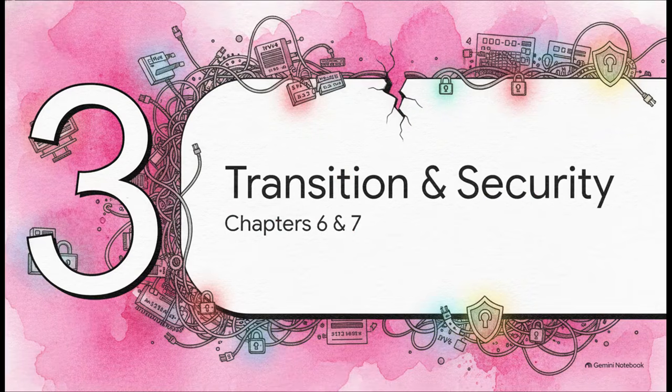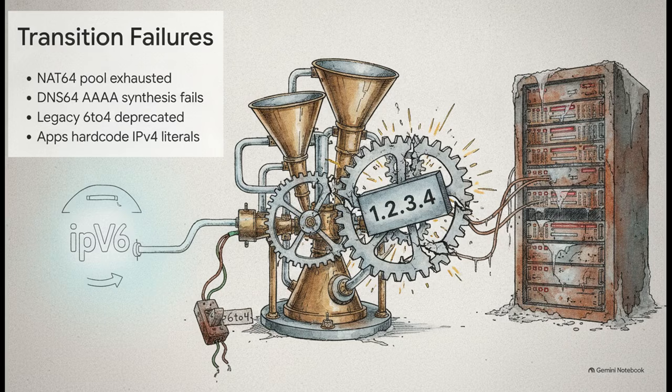All right, on to chapters 6 and 7, Transitions and Security. Let's face it, the real-world transition to IPv6 is almost never a clean, easy cut. We've got to tackle this messy reality. Picture this. An IPv6-only client suddenly can't reach an older legacy server. Your troubleshooting checklist has to immediately zero in on NAT64 or DNS64 failures. Or even worse, hard-coded IPv4 literals that completely bypass the synthesis.